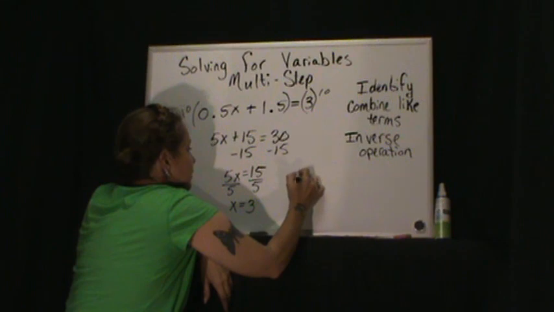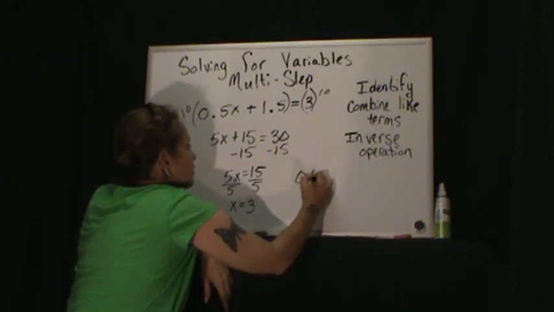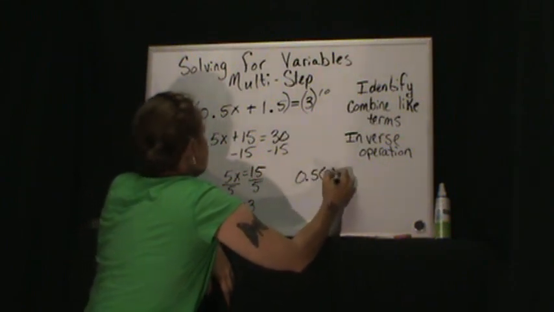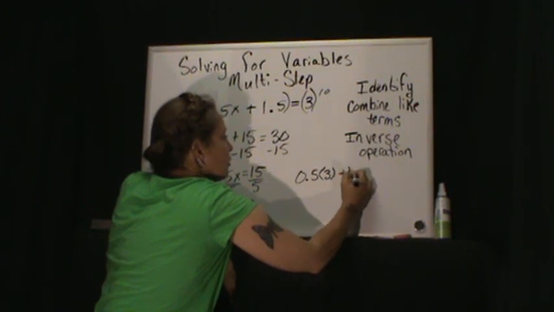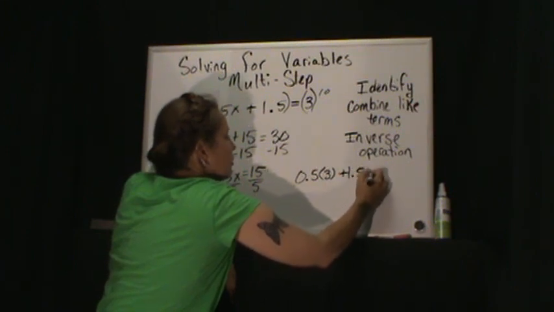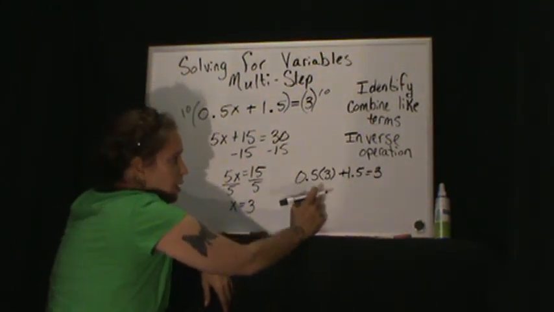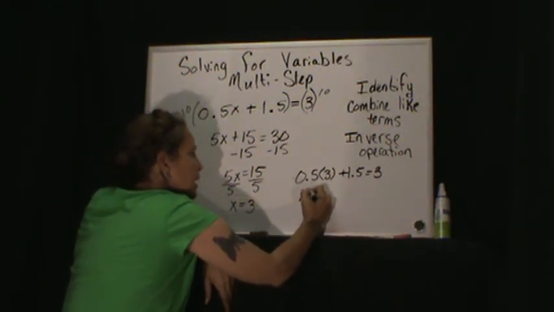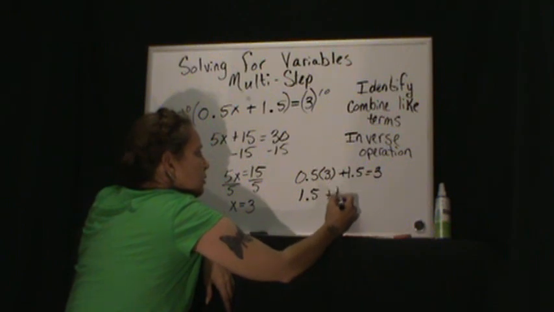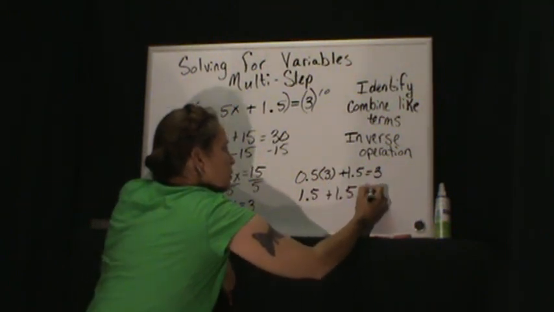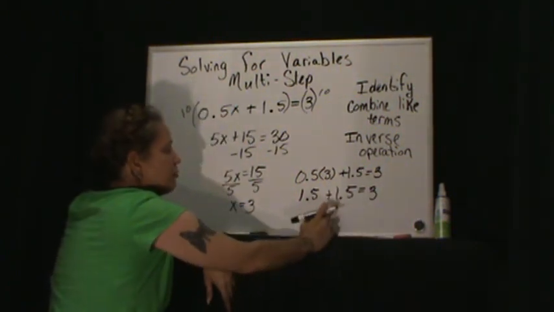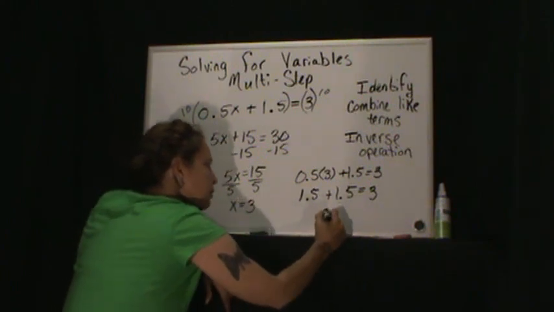So let's plug it back in to our original equation. Okay, 0.5 times 3 is 1.5. And 1.5 plus 1.5 is 3.